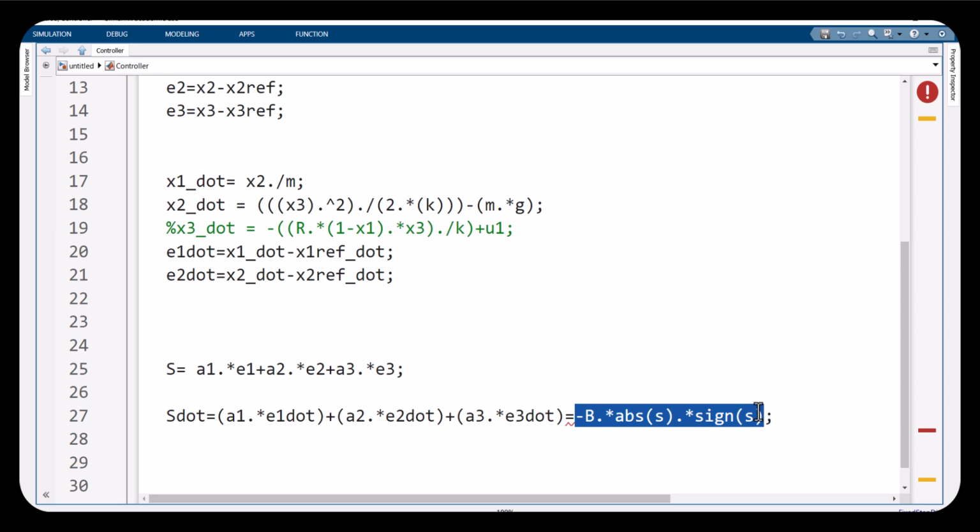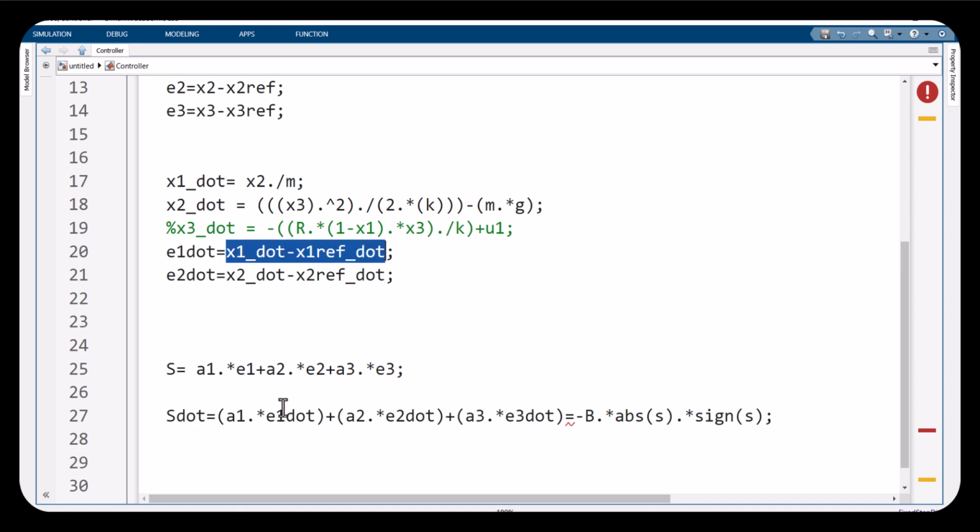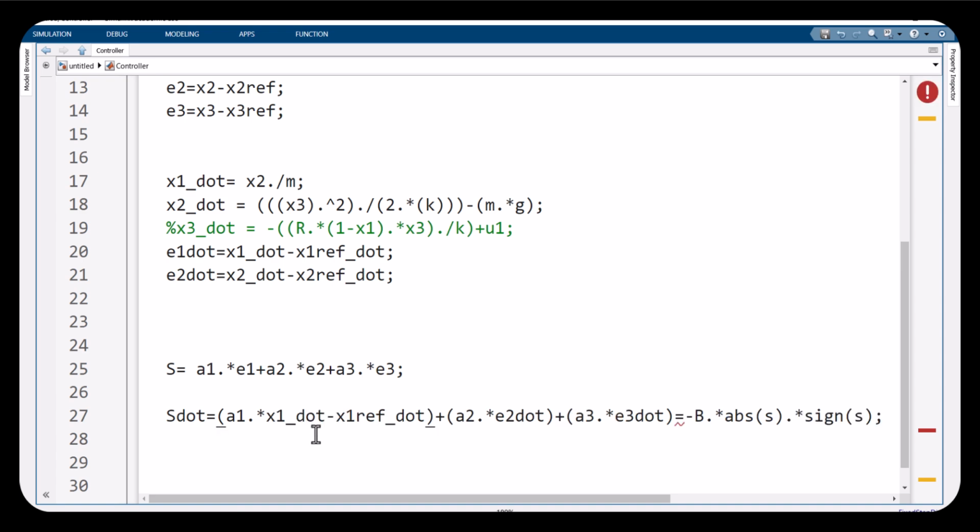Why would we do that? Well, that's the theory of sliding mode control that we will cover in an extra video. Okay, so we equate these two things together and then we put the values of what is e1 dot. Rather than e1 dot, we just put this value of e1 dot here. And we take the value of e2 dot.